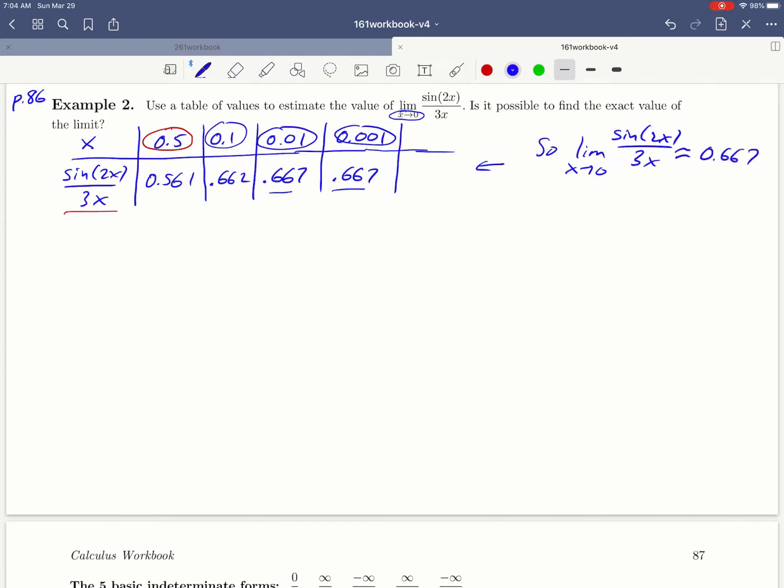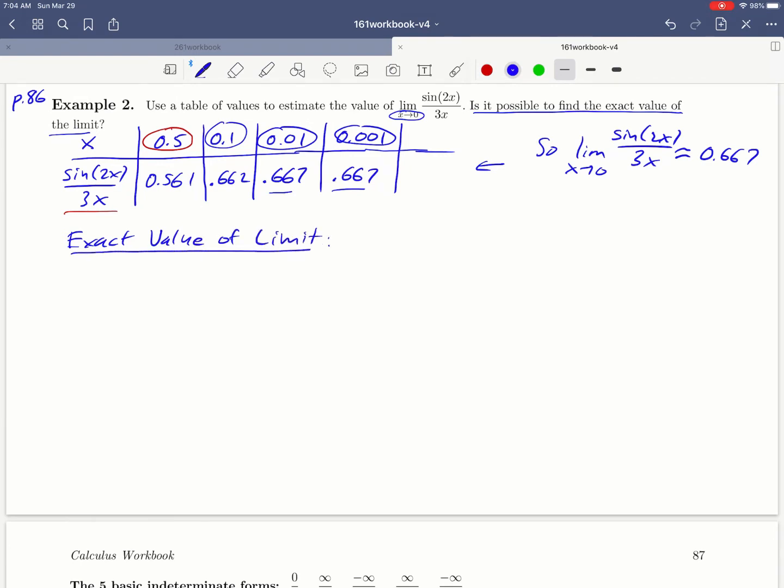So we've got an estimate of our limit to 3 decimal places, but then they ask us an interesting question. Is it possible to find the exact value of this limit? It turns out that there is, using a tool called L'Hopital's rule, which is new to us. I'm going to just demonstrate to you what that looks like. So, the exact value of the limit.